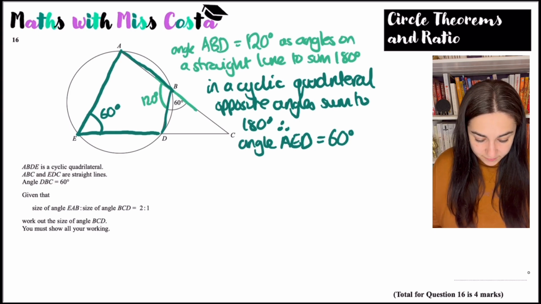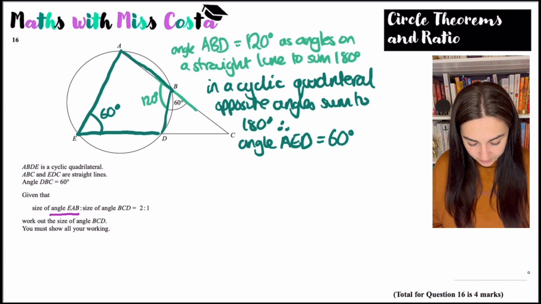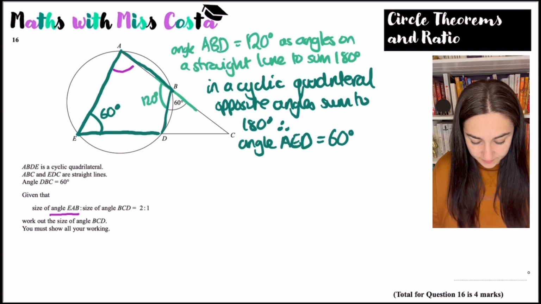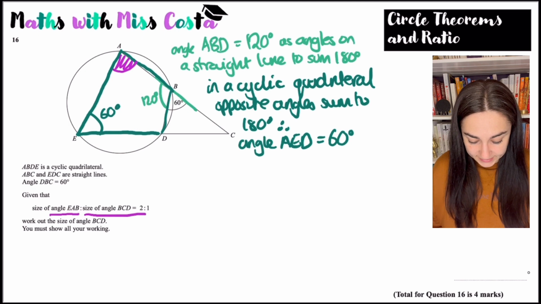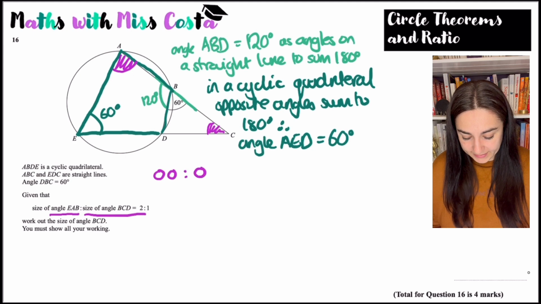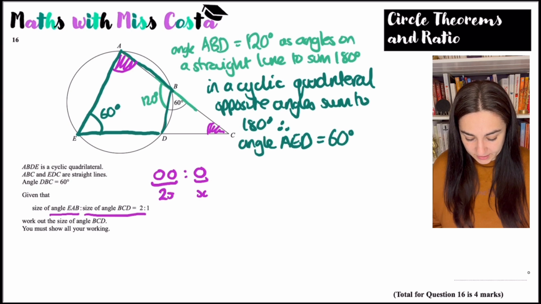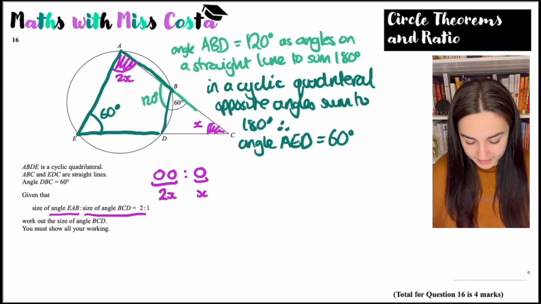And then what other information have I been given? Well, I'm told that the size of angle EAB, so this angle here, to the size of angle BCD is 2 to 1. So whatever the size of angle BCD is, that was X, this would be 2X. So I could label that accordingly. This is X and this is 2X.